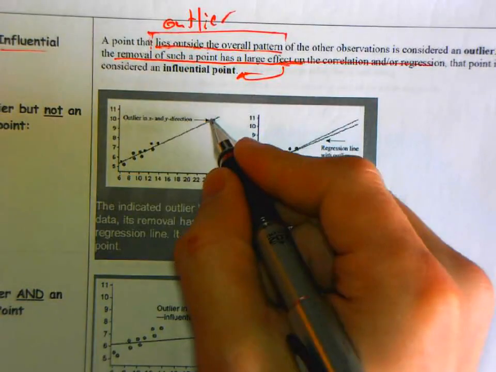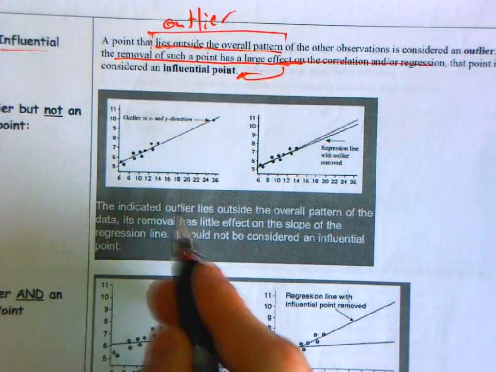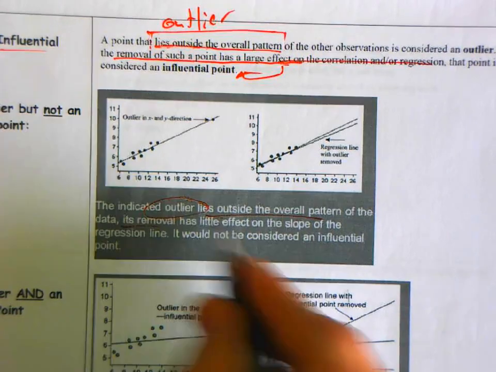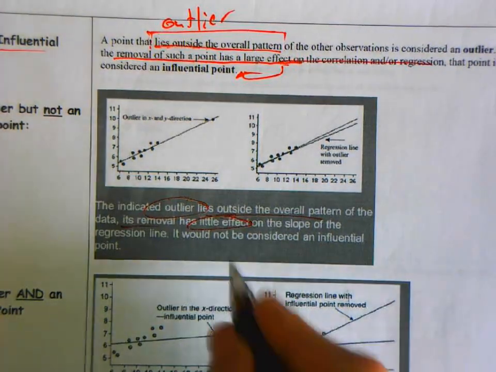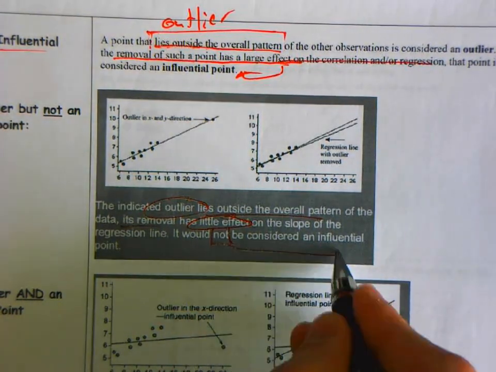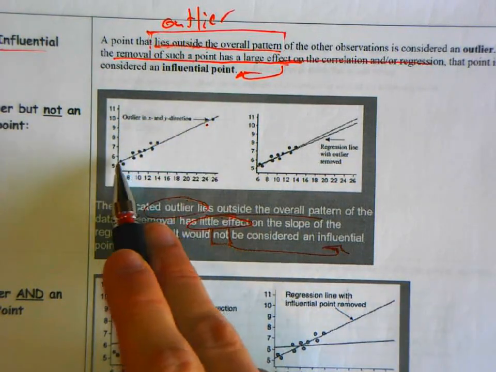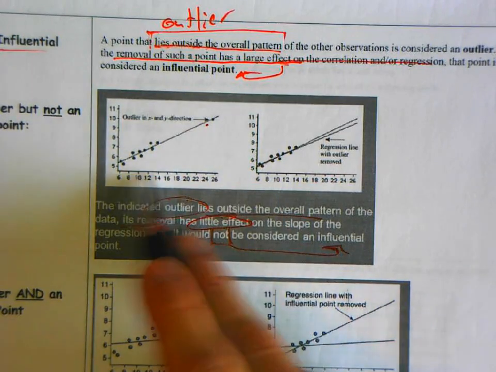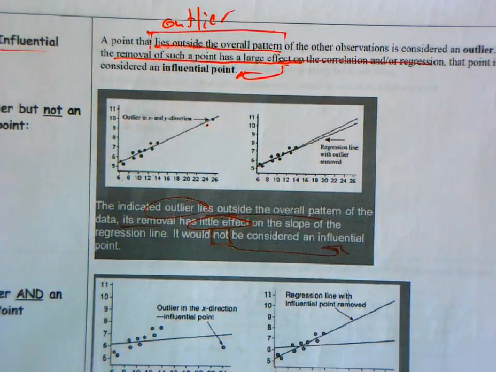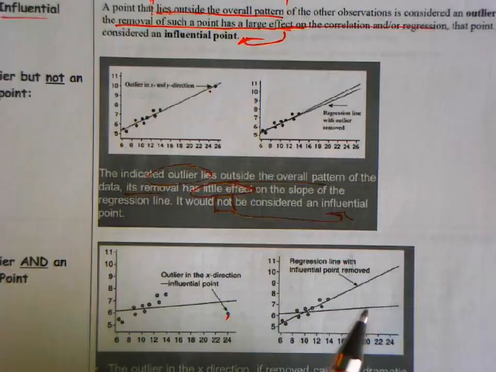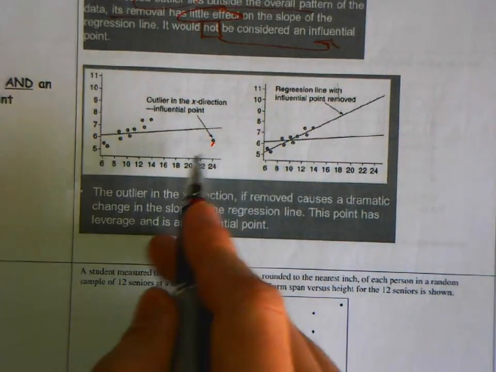Here we have an outlier. It lies outside the overall pattern, but its removal has little effect, so it is not influential. Taking that point away didn't hurt, because it kind of fit the regression line, but it was far away in terms of the x direction. What do we have here? We have both an outlier and an influential data point. It's far away, down below, and it has a great effect.